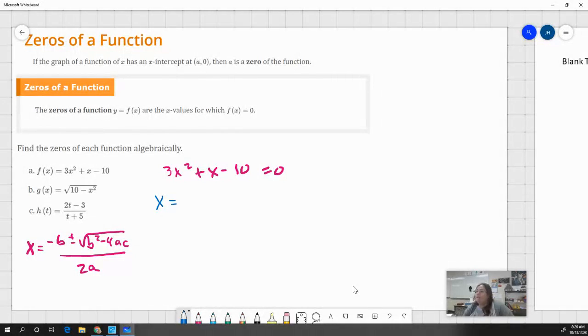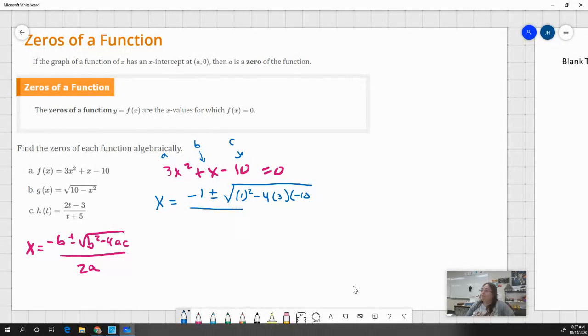So what we're trying to find is what x equals, right? When this is set equal to 0. So I'm just going to fill these in. This is my A. This invisible 1 in front of it is my B. This is my C. And all we have to do is fill in the blanks. We have minus B, well, that's just minus 1, plus or minus the square root of B squared, well, that's 1 squared, minus 4 times A, which is 3, and C, which is negative 10.